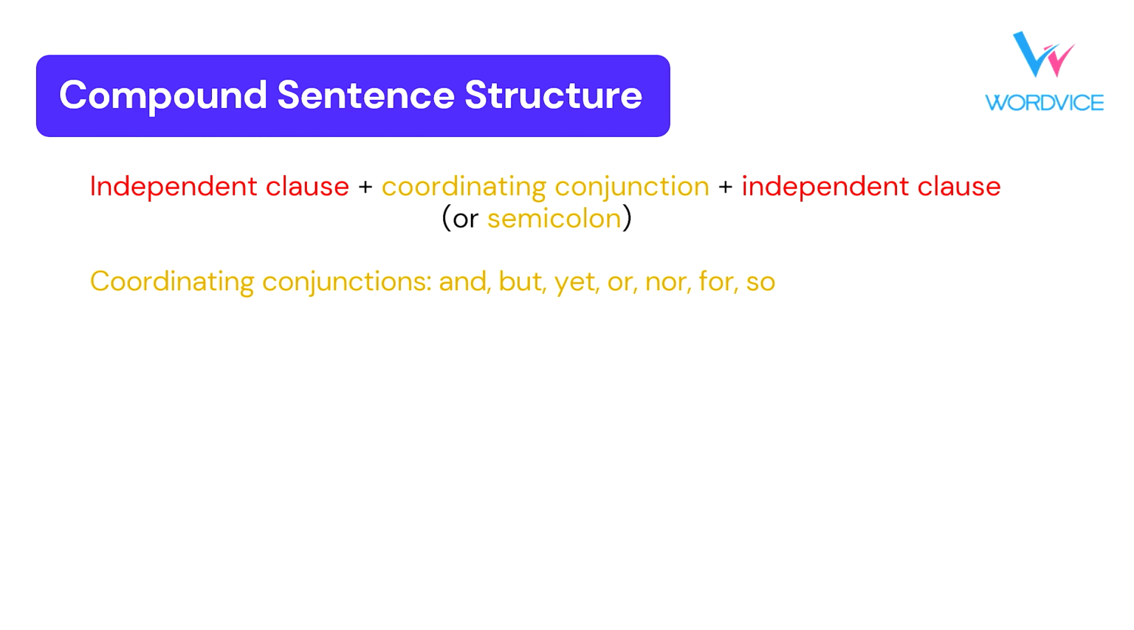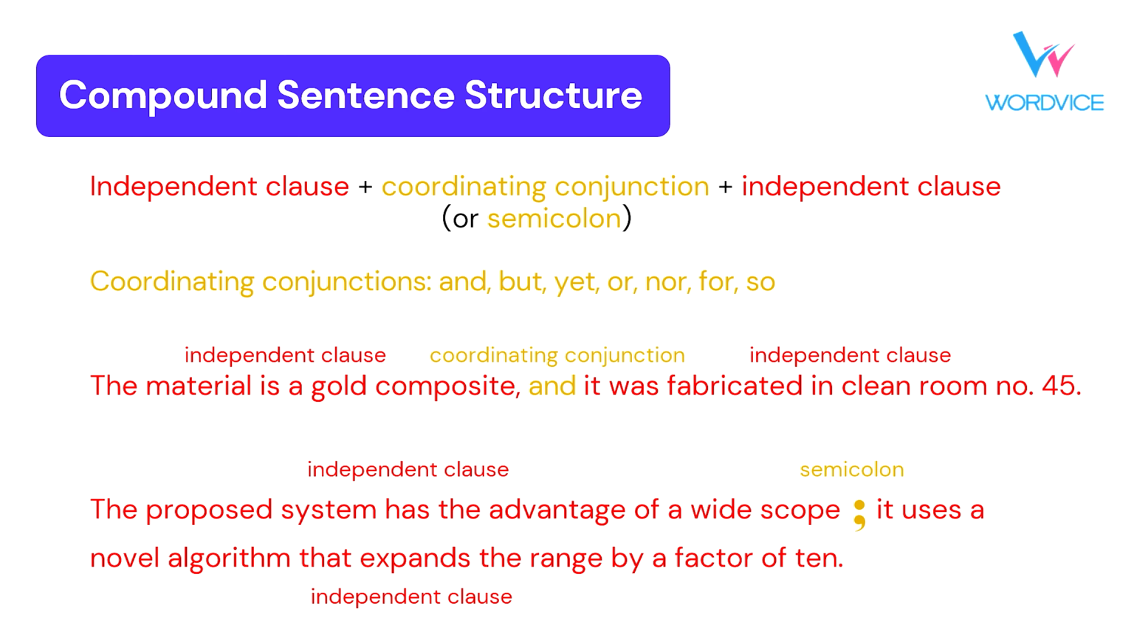The coordinating conjunctions used in a compound sentence are and, but, yet, or, nor, for, or so. Here are 2 examples of compound sentences. As you can see, these use either a coordinating conjunction or a semicolon to connect the 2 independent clauses. The second independent clause provides more details about the first and gives more information to the reader, eliminating the need for periods and additional sentences.